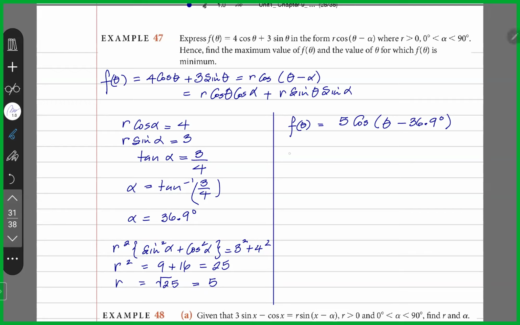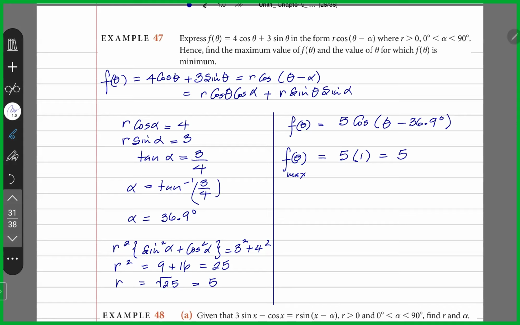All right, so we need f of theta maximum. Now, the maximum value of the cosine of an angle is 1. So you'll get the maximum value of f of theta when the cosine of theta minus 36.9 degrees is equal to 1. So f of theta max is 5 times 1, which is 5.